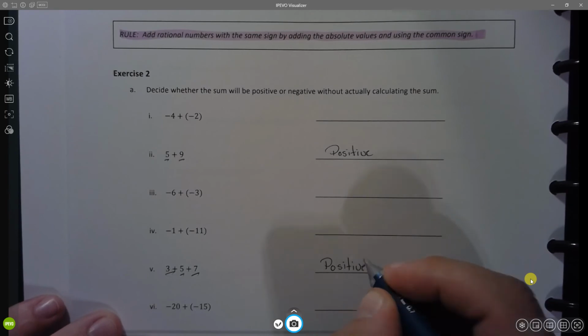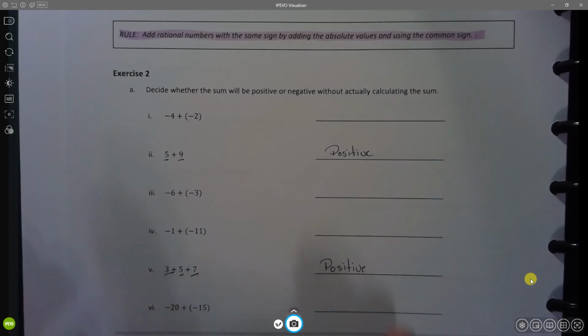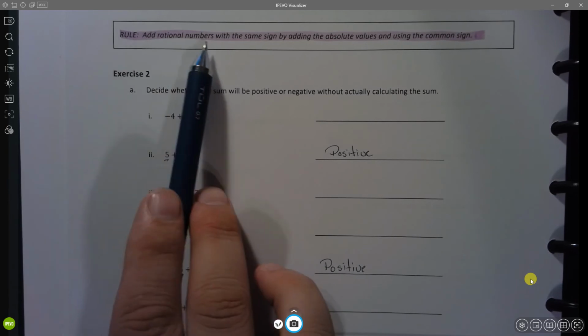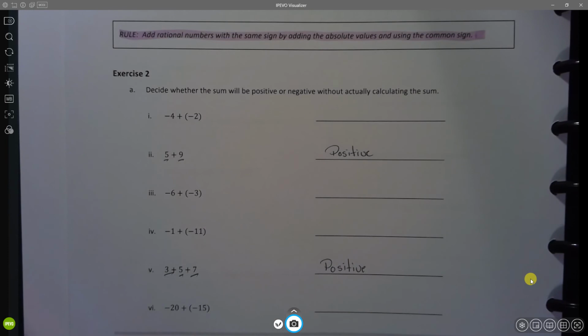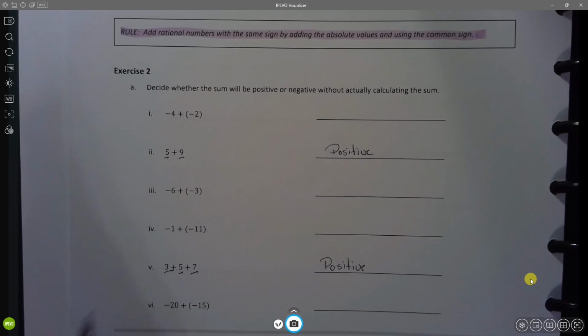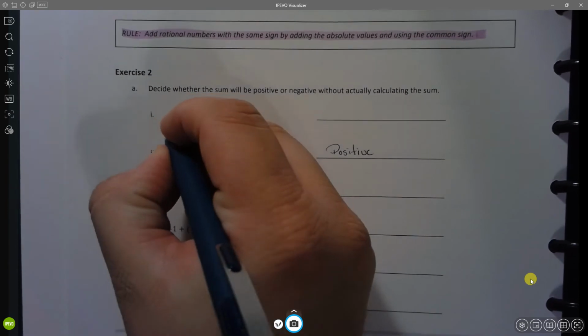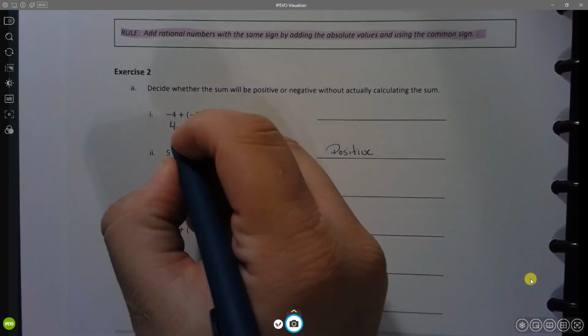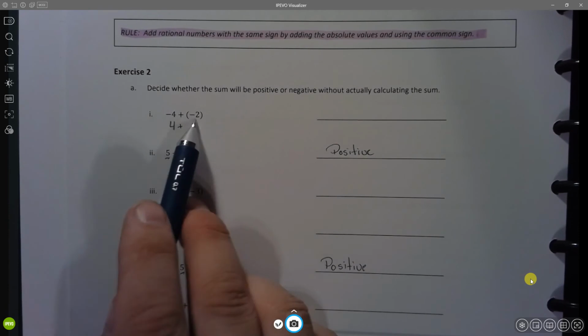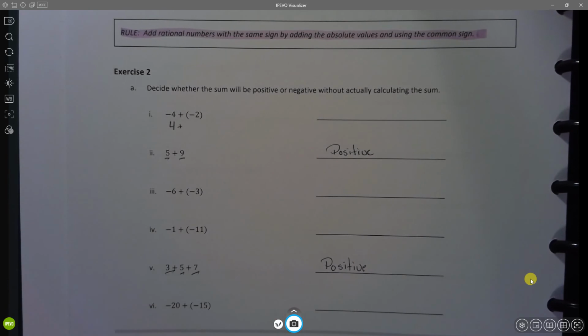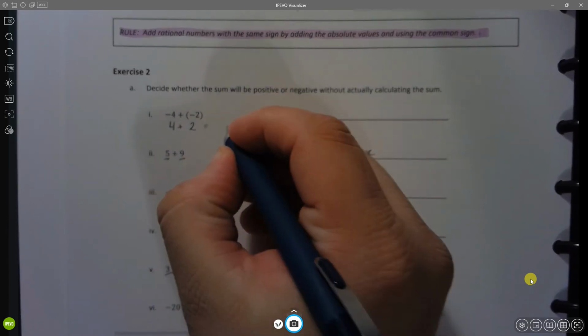Okay. Now that's the easy ones of getting those out the way because the rest of them I'm going to explain to you what's going on, okay? So it says add rational numbers with the same sign by adding the absolute values and then using the common sign. So the absolute values of -4 and -2. Well, remember, absolute value measures a distance. So how far is -4 from 0? Okay, well that's 4 units. Plus, how many units is -2 from 0? Correct, 2 units. So 4 plus 2 is going to equal 6.